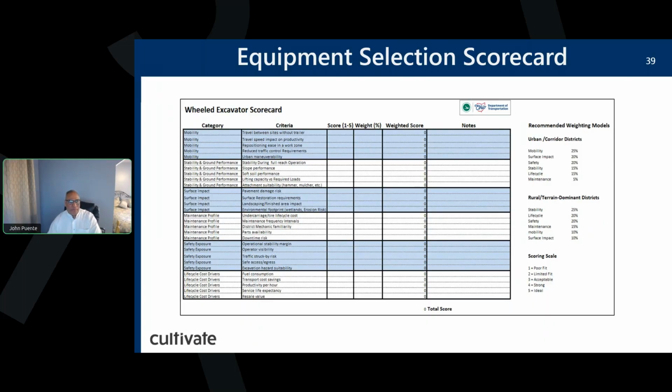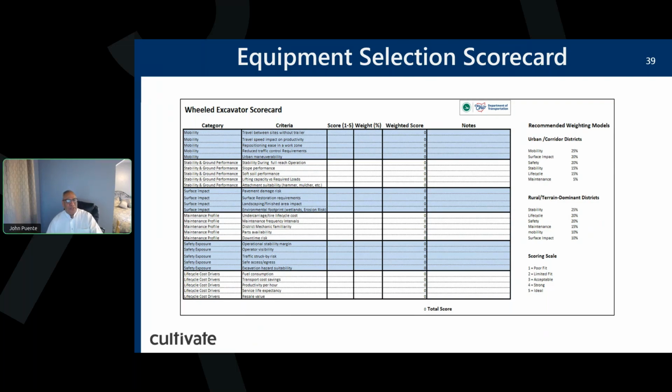It provides a total score for each of the wheeled and tracked excavator models, which can then be used to supplement the decision tree and then validate your reason for buying the pieces of equipment. And if you look on the right-hand side, we actually applied some recommended weighting models. So if you're operating in a district or area that's primarily urban, there are some weight percentages that you could utilize in this model. If you're operating in a rural area or something that's terrain dominant, you can also utilize those recommendations.